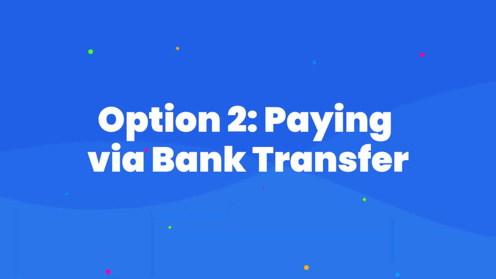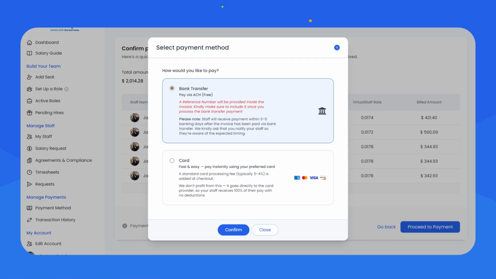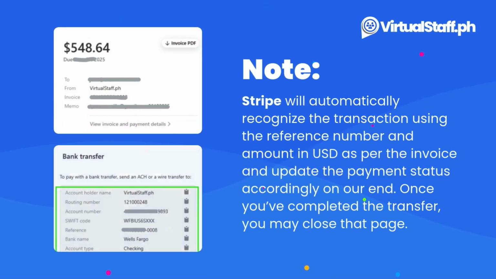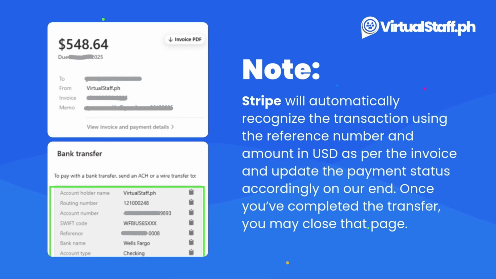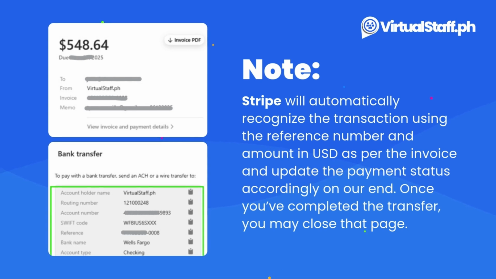Option 2. Paying via bank transfer. Select the bank option during payment. Once you reach the page displaying the bank details for VirtualStaff, that will be the final step in the process. Note: Stripe will automatically recognize the transaction using the reference number and amount in USD as per the invoice and update the payment status accordingly on our end. Once you've completed the transfer, you may close that page.